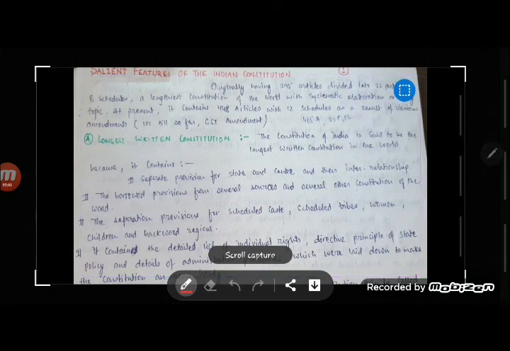Good morning, friends. Today I am going to present a topic on salient features of the Indian Constitution. In this chapter we will learn about how the Indian Constitution has been framed and what the features of the Indian Constitution are.